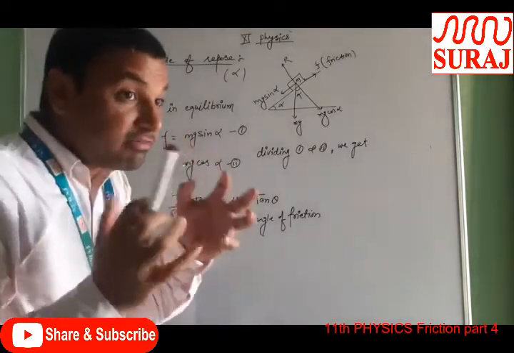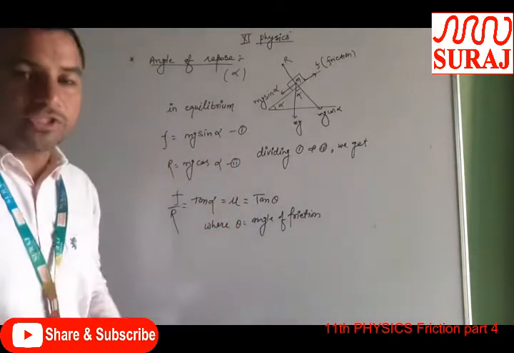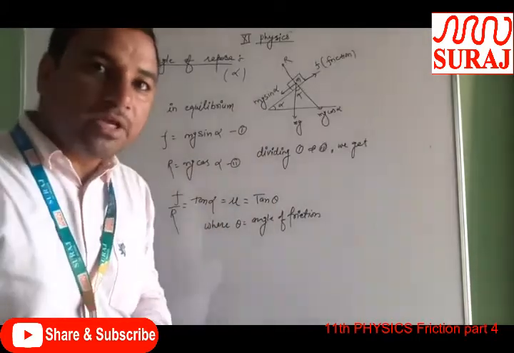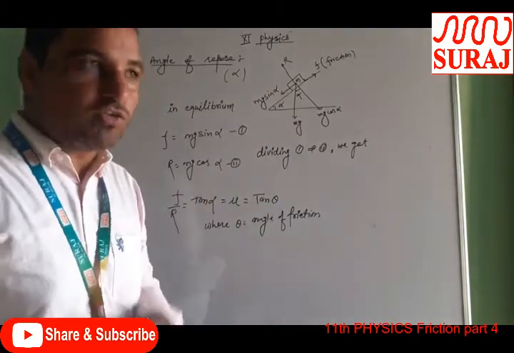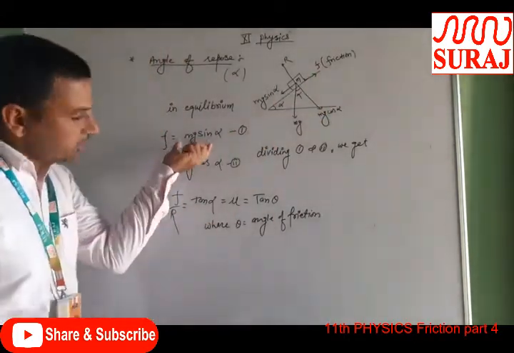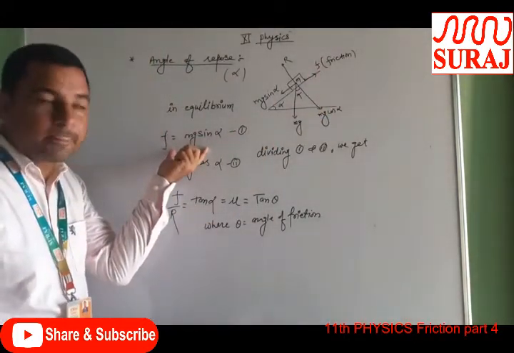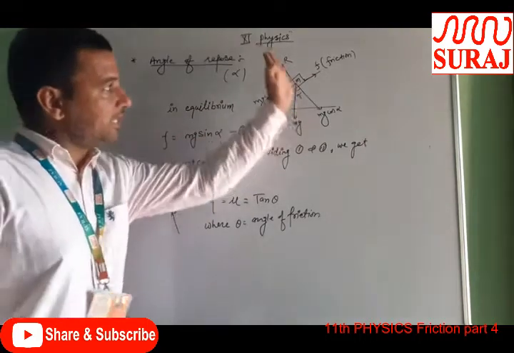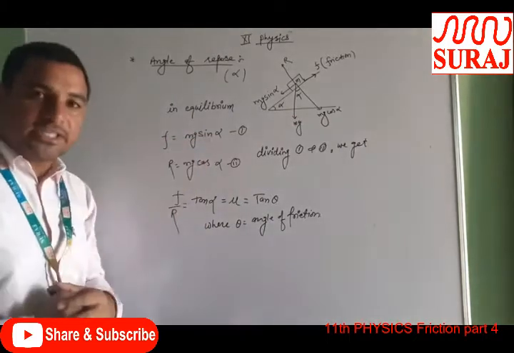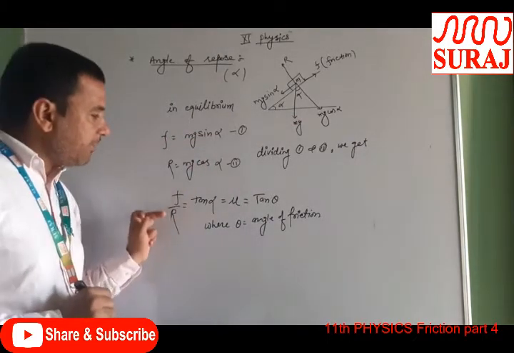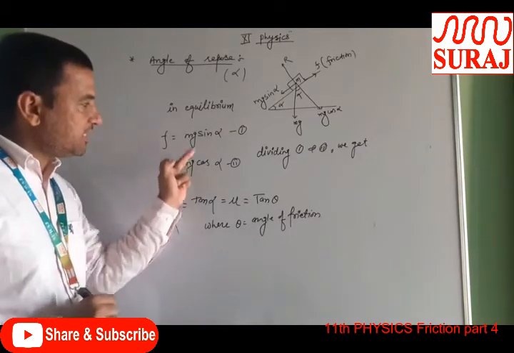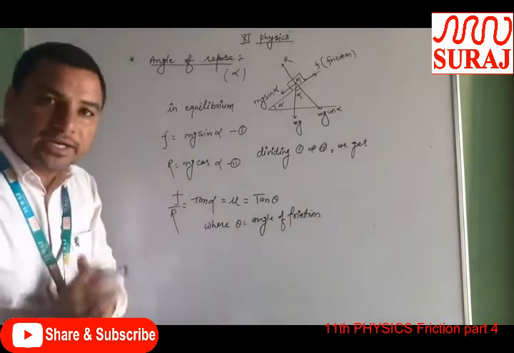Then if the body is in equilibrium, means actual motion is not started, the body is in equilibrium. Equilibrium means net force on the body is zero. Net force on the body is zero means force of friction must be equal to mg sin alpha. And normal reaction, उसके opposite वाला force, that is mg cos alpha. Dividing first and second we get f by r, that is force of friction divided by normal reaction, equal to mg से mg cancel out, sin alpha upon cos alpha, tan alpha.